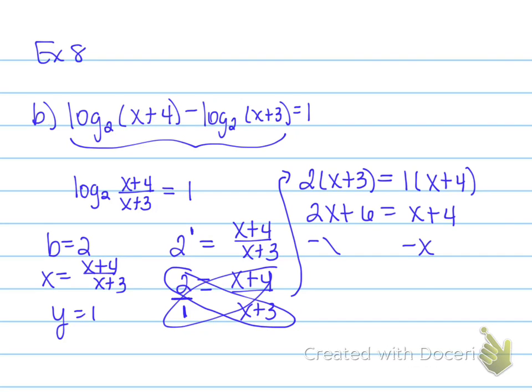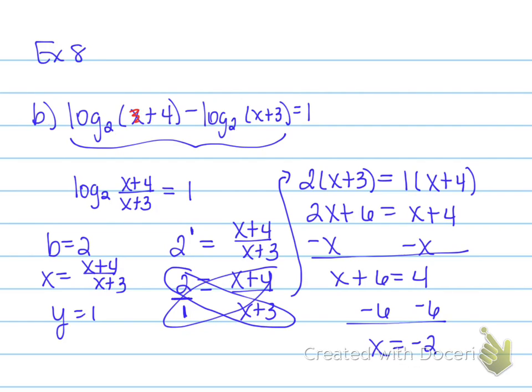You get x by itself. So move the x to the left. So I got x plus 6 equals 4. Move the 6. And so we get x equals negative 2. And then don't forget, you have to check. So when I come back, we know x is negative 2.